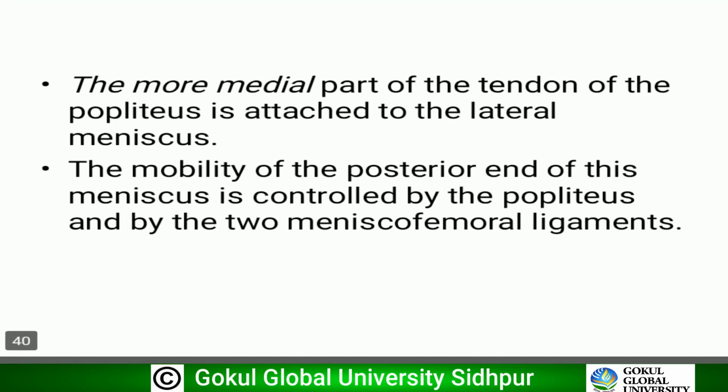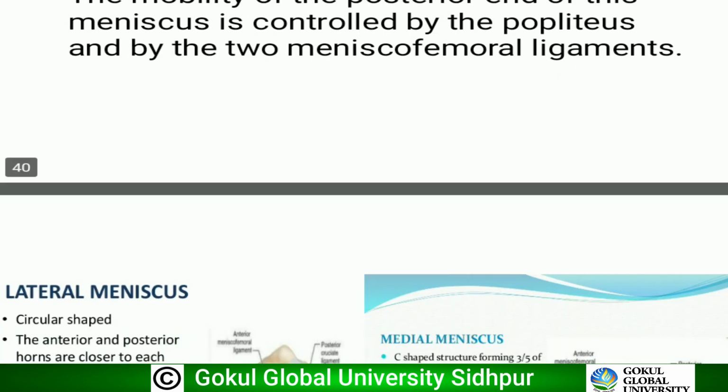Generally, they ask you the difference between the medial meniscus and lateral meniscus, or if a specimen is there, menisci medial and lateral, then identify the medial and lateral meniscus and explain it. So you have to remember the characteristics of the medial and lateral meniscus: shape, border, thickness, ends, attachment, etc. The more medial part of the tendon of the popliteus is attached to the lateral meniscus. The mobility of the posterior end of this meniscus is controlled by the popliteus and by the two meniscofemoral ligaments.